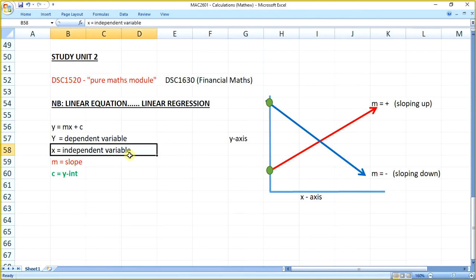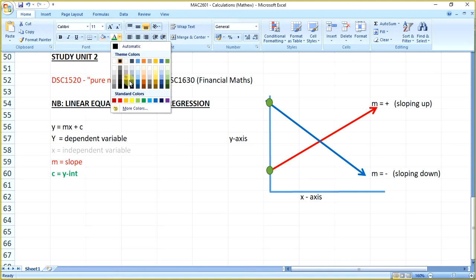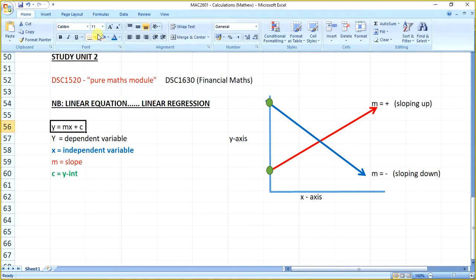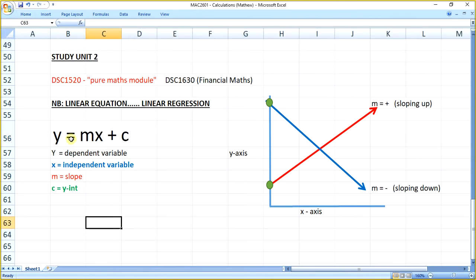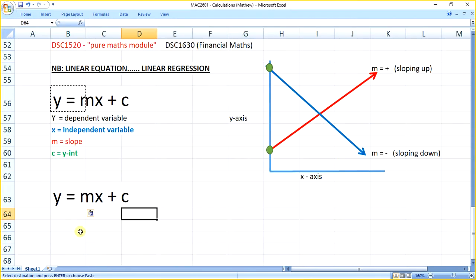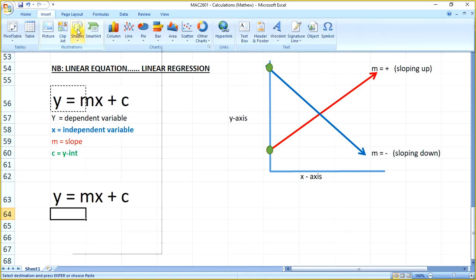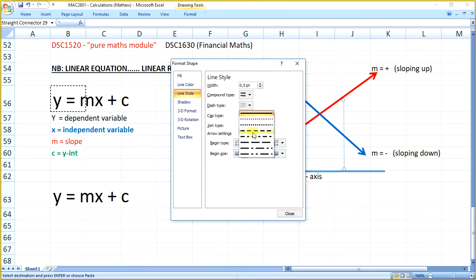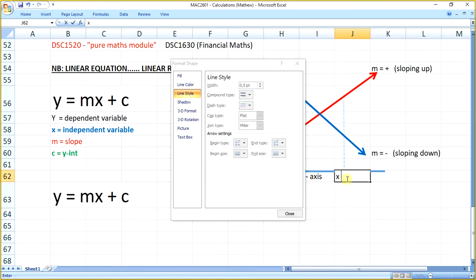Okay. x is independent. If something is independent, it means you can substitute a number into it. When looking at equations, this y equals mx plus c is an equation. The left-hand side must equal the right-hand side. So what this equation says is, if I've got the slope of a line, and I know what the x value is, because remember, we are at different points on this line. So if I know what x is, let's say I'm looking at x here, and let's say x equals 5.